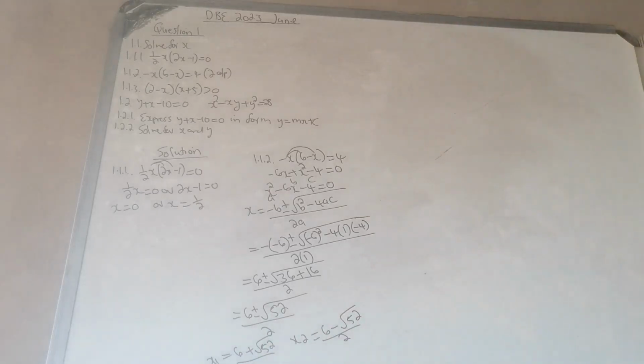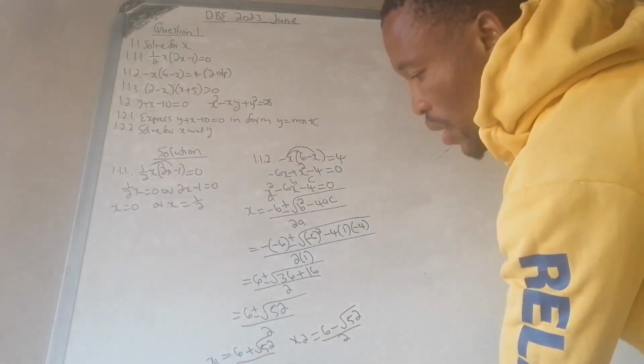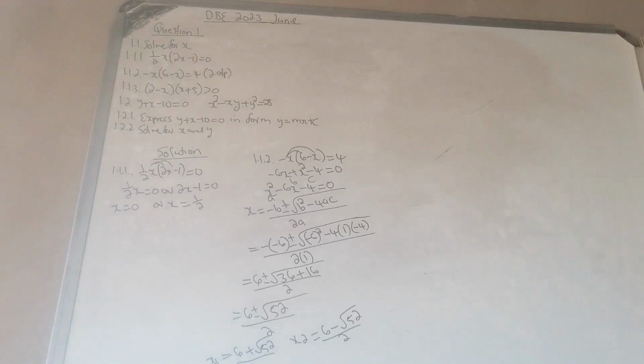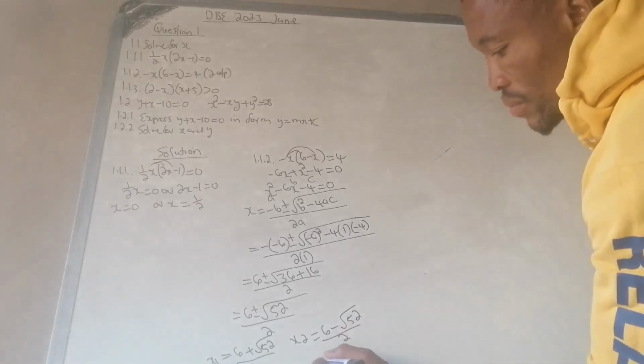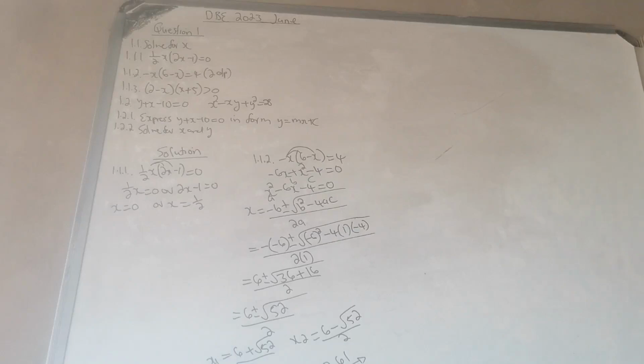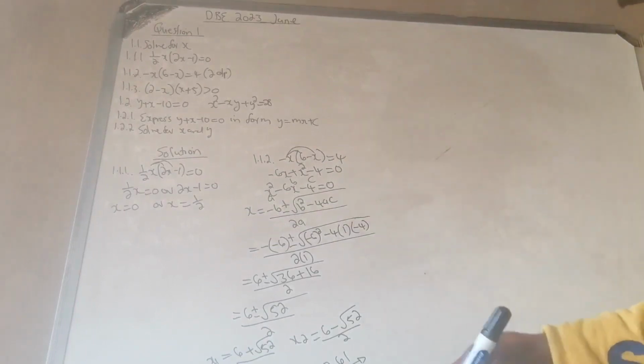What value do you find with that? 6,61. And the other one, negative 0,61. Those must be your two values of x. That was a very simple problem to deal with.